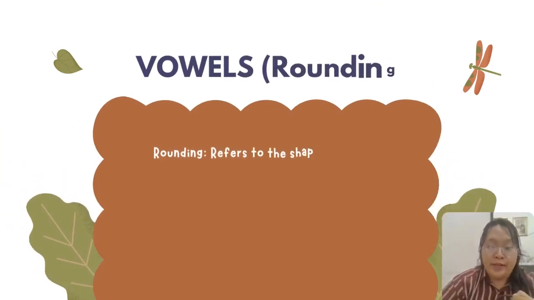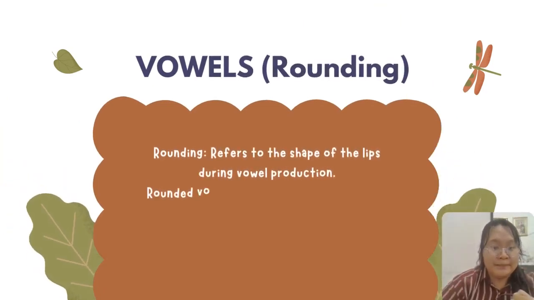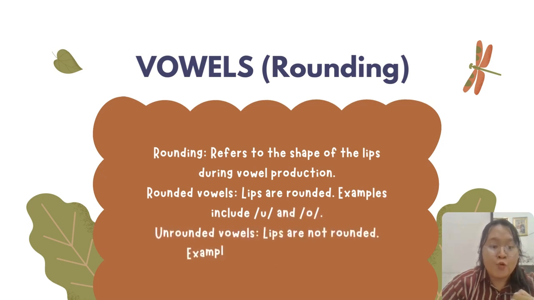Then the last is rounding. Rounding refers to the shape of the lips during vowel production. Round vowels, lips are rounded. Examples U and O. Unrounded vowels, lips are not round. Examples are E and A.